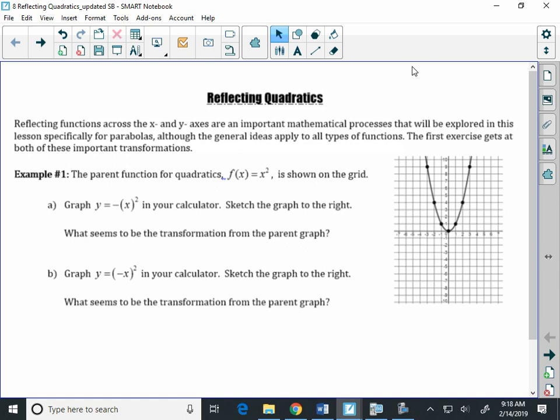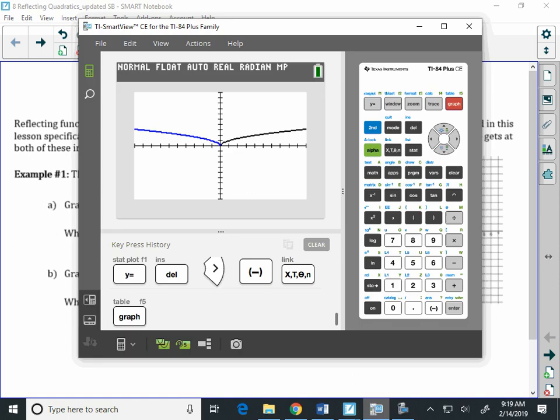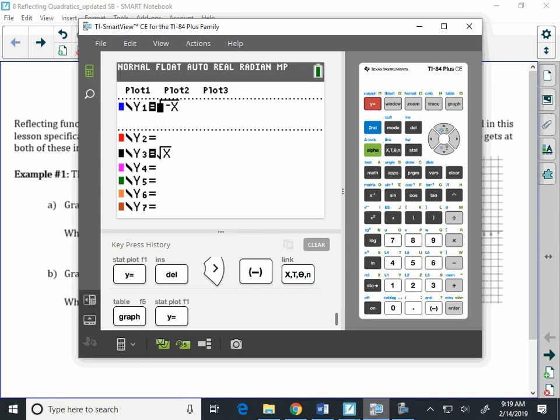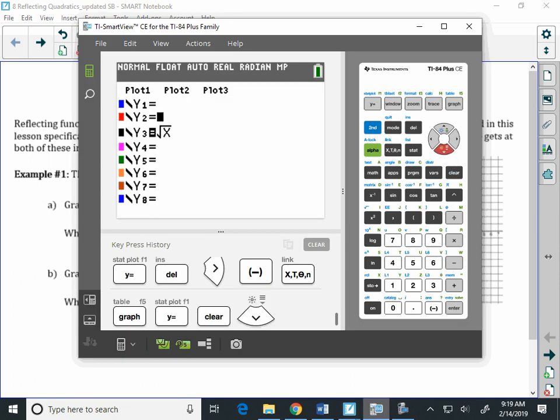And the thing about reflecting, as well as the shifting that we did in our previous lesson, is it applies to all of the different functions. So let's look and see if we can figure out something about the reflecting by graphing. I was going to say I think that I have them already in here, but I'll delete them out.